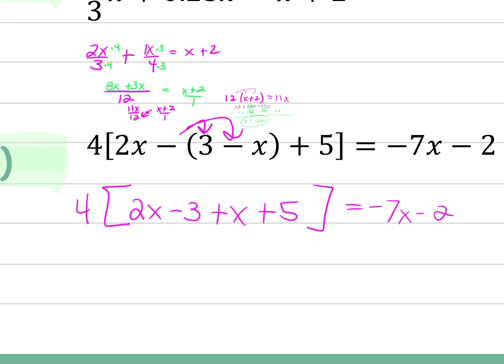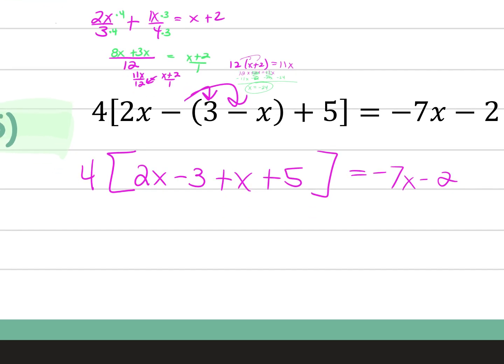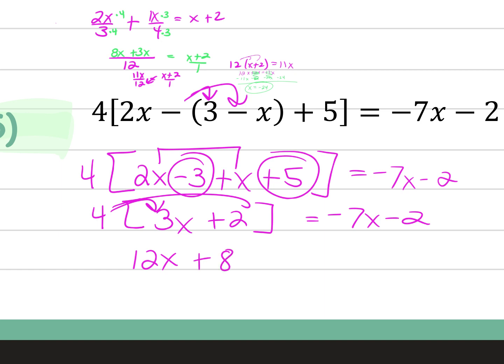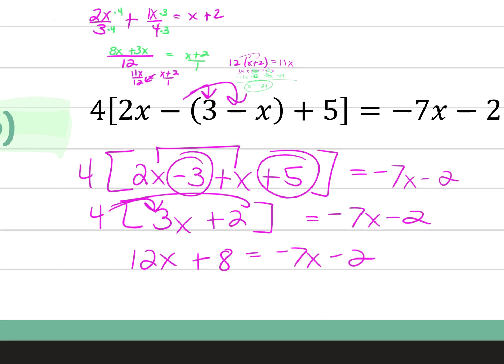Negative 7x minus 2. Do I have anything on the inside of that bracket that I can combine? The x's. So I have 2x and 1x gives me 3x. I have a negative 3 and a positive 5 gives me plus 2. Perfect. I'm not even worried about moving variables from one side to the other. I'm just trying to get the left-hand side a little more simplified. Now what can I do with that 4? Now we can distribute. 4 times 3 is 12x. 4 times 2 is 8. Equals negative 7x minus 2. Now what?